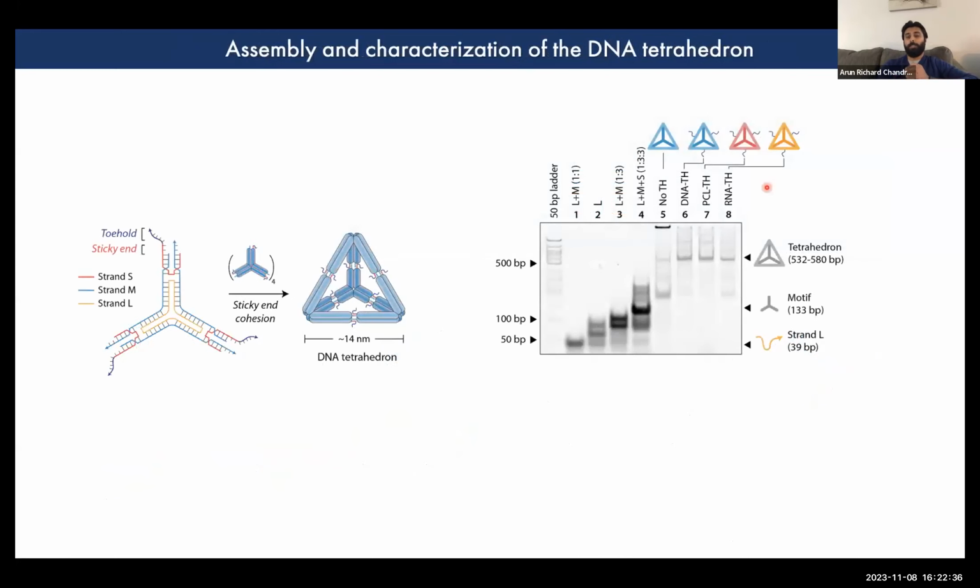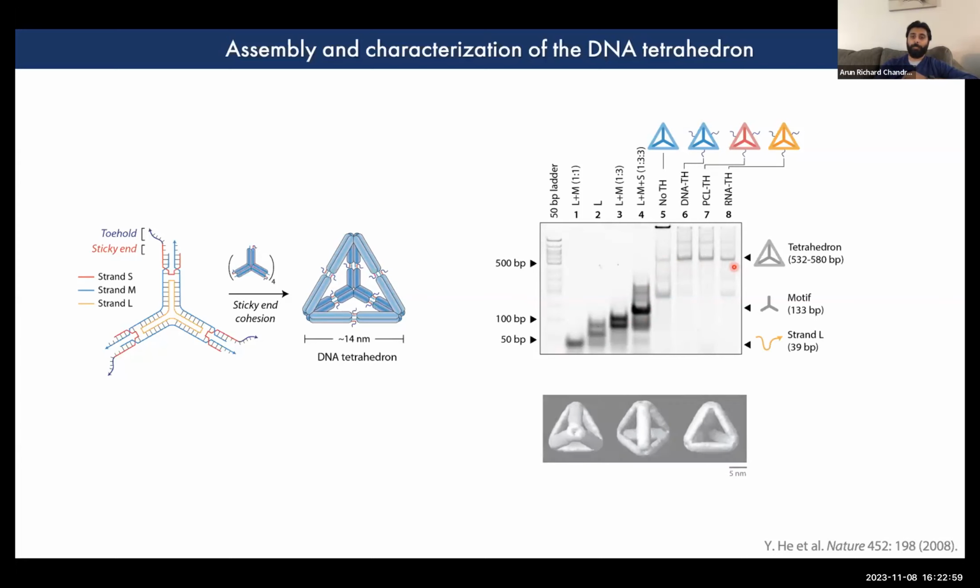So first, we assemble the tetrahedra, to make sure we can form the tetrahedra. We had our controls, which are individual strands, and then the motif itself. And then we made a tetrahedron without any toehold, a tetrahedron with a DNA toehold, a tetrahedron with a toehold containing a photocleavable linker, and finally, a tetrahedron containing an RNA toehold. And we see that we can form all of these structures pretty well. An earlier group also showed cryo-EM structures of these DNA tetrahedra, and you can see that it's a pretty defined structure that is hollow.